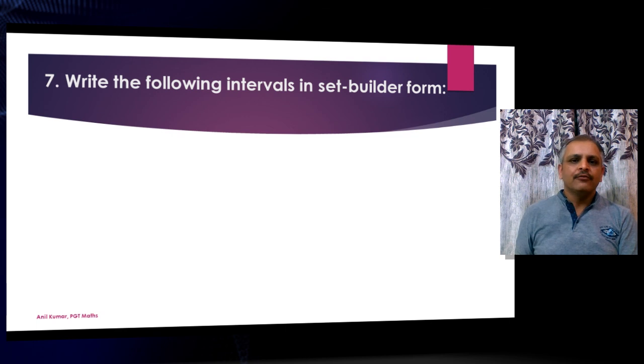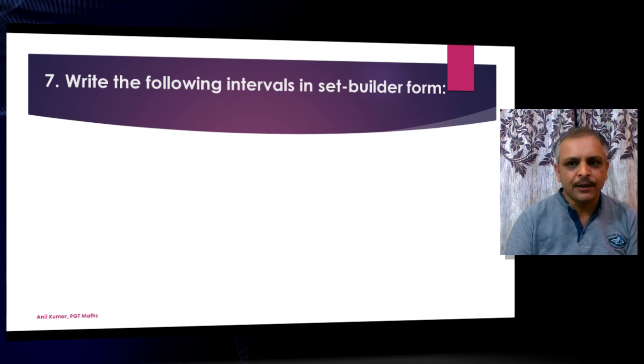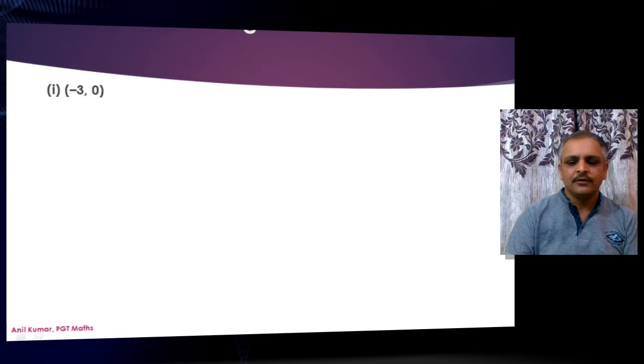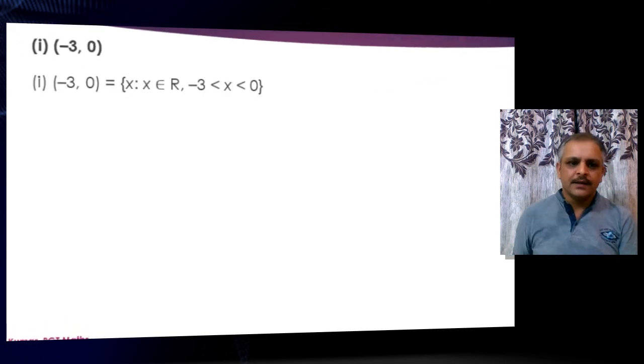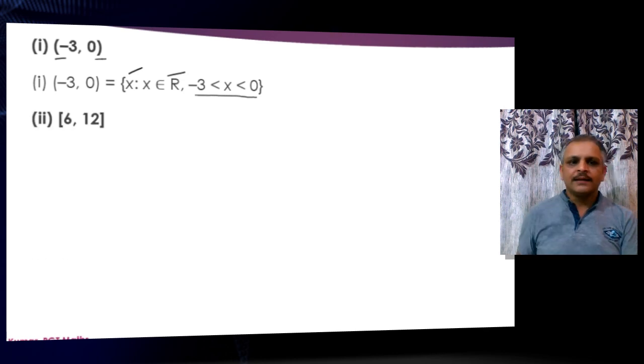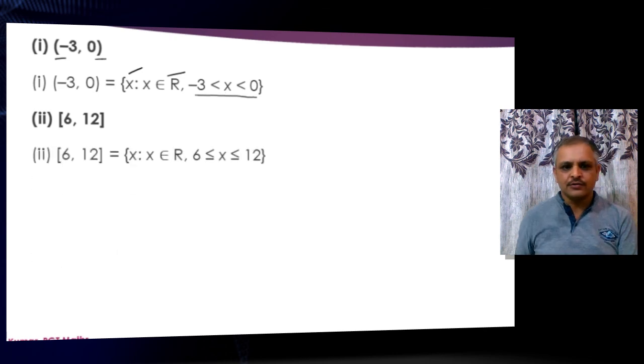So now we have to write the following intervals in the set builder form. So this is the interval. So I should write x, where x belongs to real numbers, and because both sides we have the open interval, I will not use the equal to sign. x lies between minus 3 and 0. And this time both are closed, so I will use the equal to sign also.